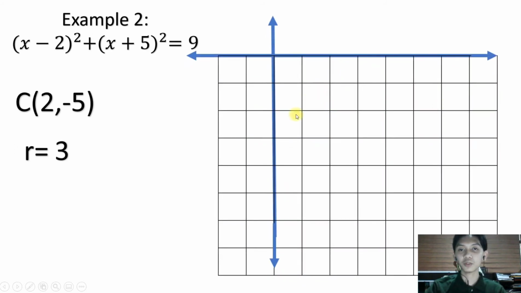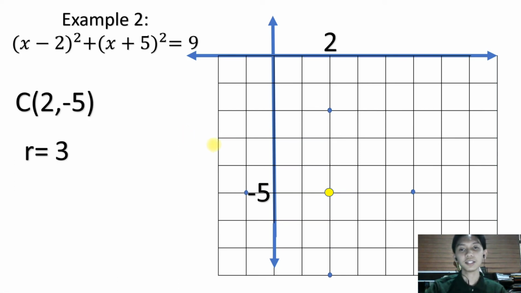In this case, I'm showing you the lower part of the Cartesian plane. This is quadrant 3, this is quadrant 4. Our center is located at (2, -5), so it's located in quadrant 4. Since r is equal to 3, we have to count 3 units to the left, the right, upward, and downward. So we plot points, and they will look like this.